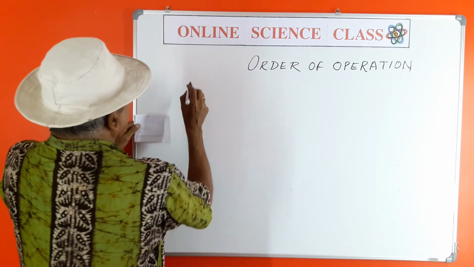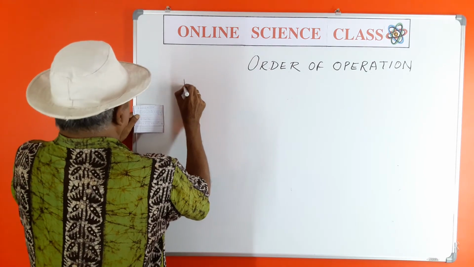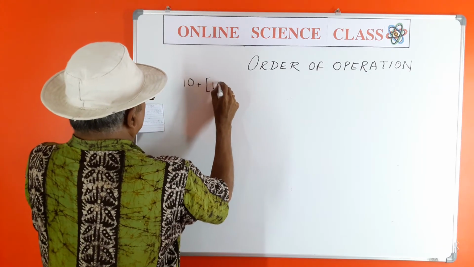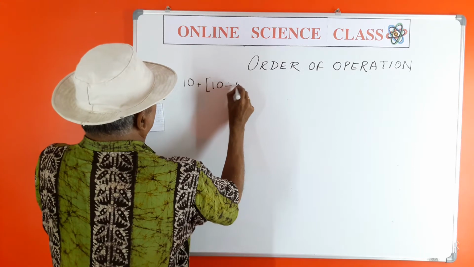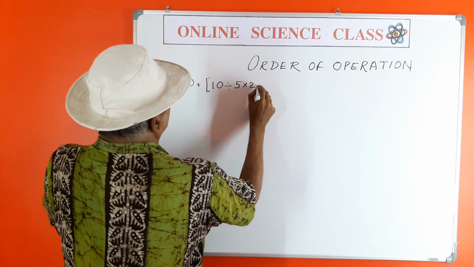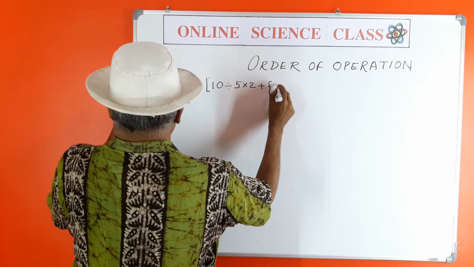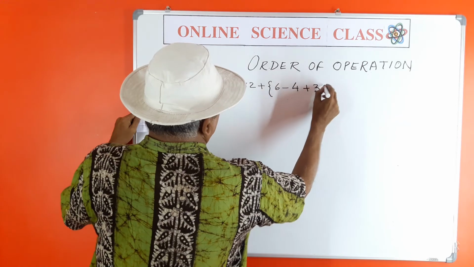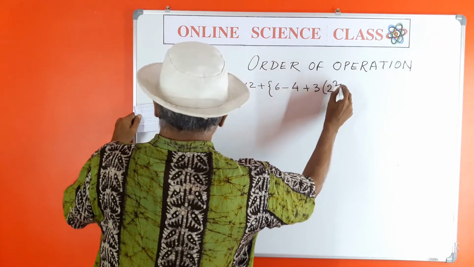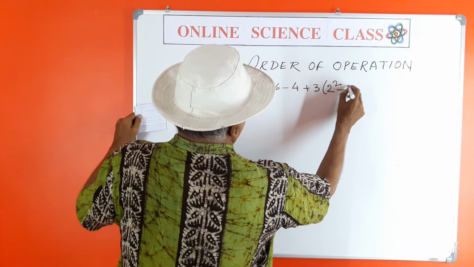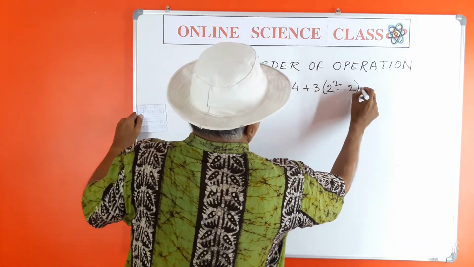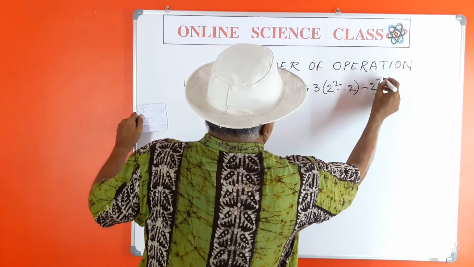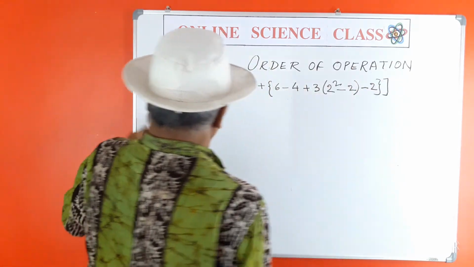So I am just writing this, say 10 plus third bracket 10 divided by 5 multiplied by 2 plus second bracket 6 minus 4 plus 3 2 square minus 2 minus 2 second bracket, curly bracket closed, then closing third bracket.